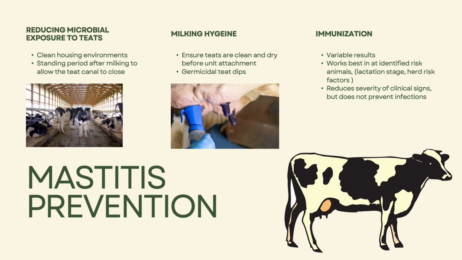There is an immunization protocol for mastitis prevention, but the results are variable at best. It works most effectively in an identified risk group of animals, so cows, depending on their lactation stage or their herd risk factors. Identifying cattle that are most at risk provides the most benefit from immunization. Immunization will reduce the severity of clinical signs but will not prevent the infection itself. So even if you're immunizing at-risk group cows, it's important to continue to monitor them for mastitis.